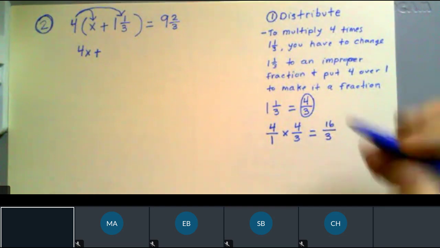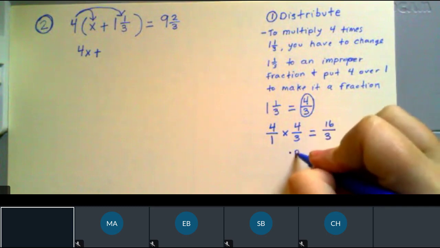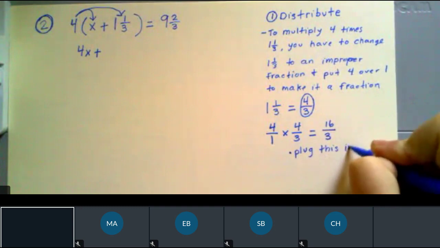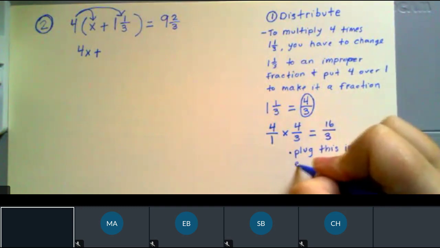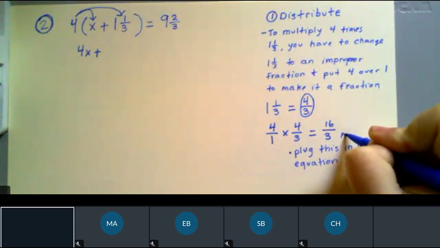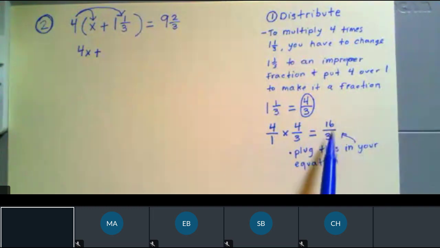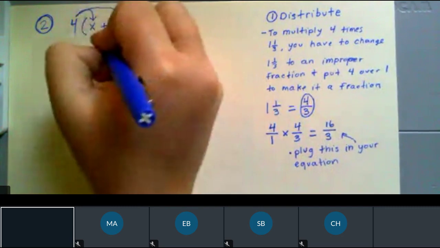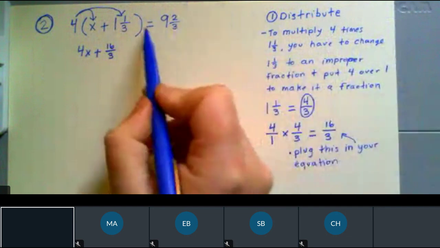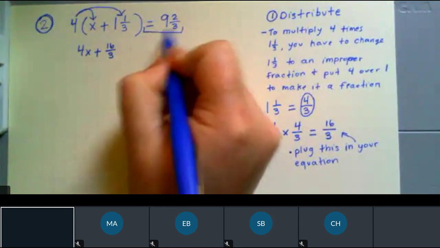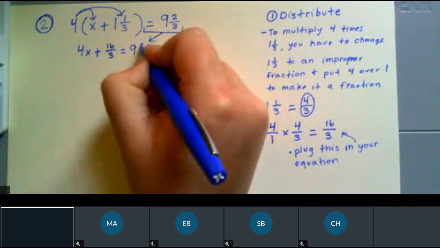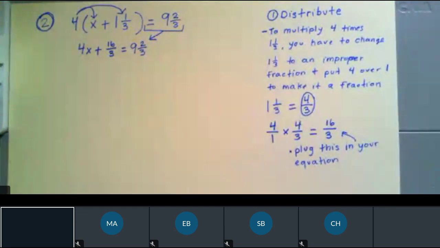Okay, so I'm going to make a little note to myself. Plug this in your equation. Okay, so we're going to put that 16 over 3 up here in our equation. 16 over 3. We're going to copy down anything that we didn't use. So this equals 9 2/3. Okay, and there's our new equation.